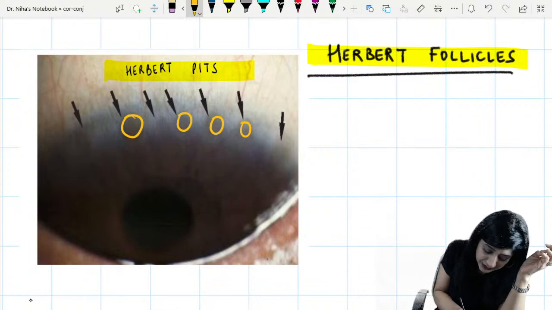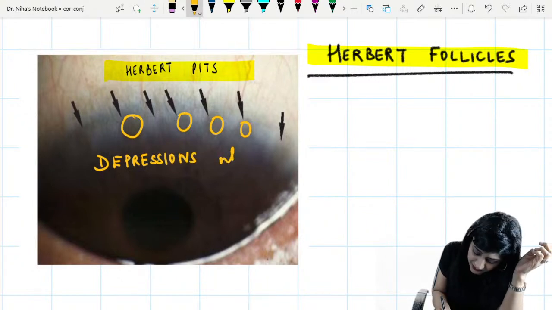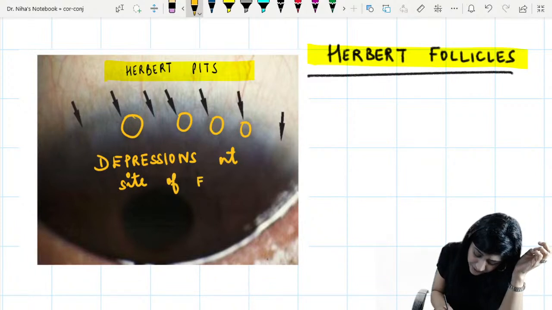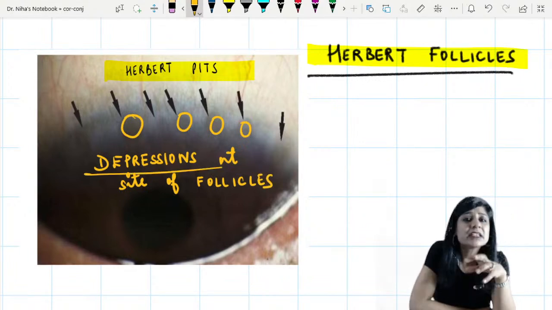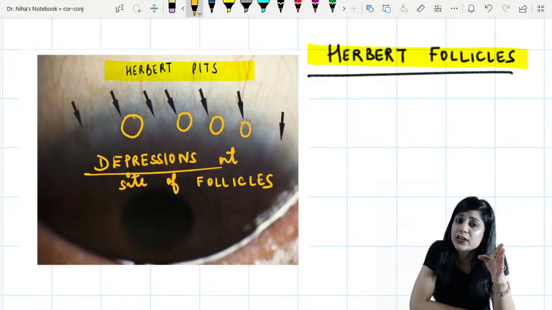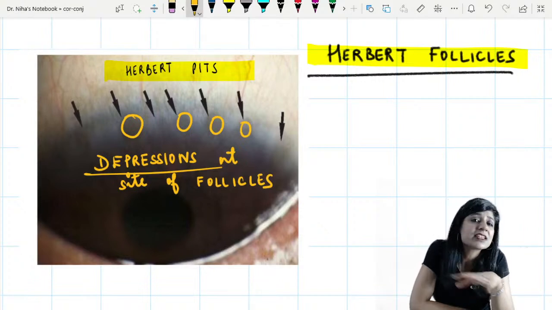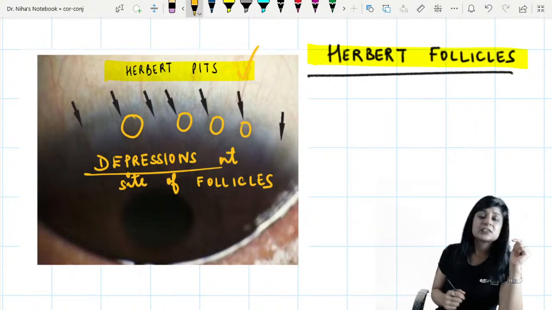These pits are the depressions at the site of the follicles. So why are we actually getting these depressions? Because the cornea is avascular. See, the conjunctiva was getting follicles, but it was vascular, so we were having the healing. But the cornea is avascular, so we have no healing, and we are getting these pits or the depressions.